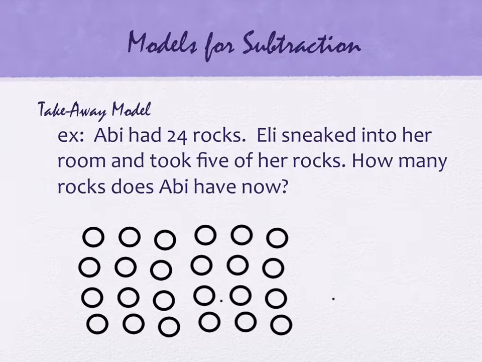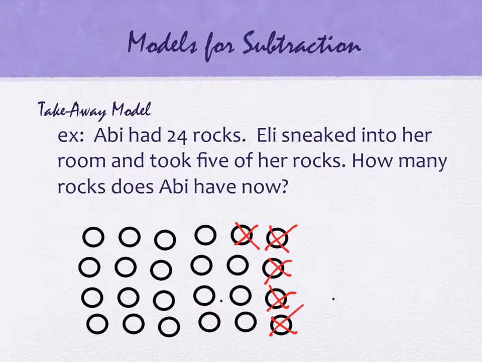All right, I think I've got 24 there. Does it look like it to you guys? Yeah. Excellent. Okay, so these are the 24 rocks. My daughter at one point did have a rock collection, so this certainly could have happened. So she has her 24 rocks, and then Eli is going to be fun and steal some rocks, and so he's going to take away 5 of these.